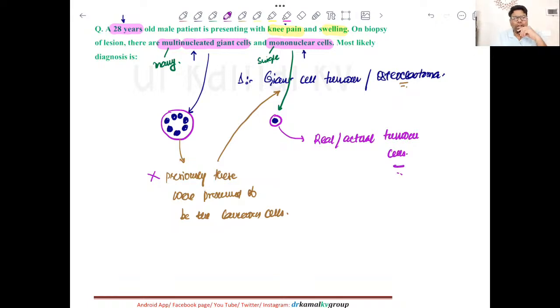Clear? So if someone asks you which are the tumor cells of the giant cell tumor, then your answer would be the mononuclear cells and not the multinucleated giant cells. So this term actually is a misnomer. It was coined based on a wrong perception that these multinucleated giant cells are the tumor cells, but that is not the case.